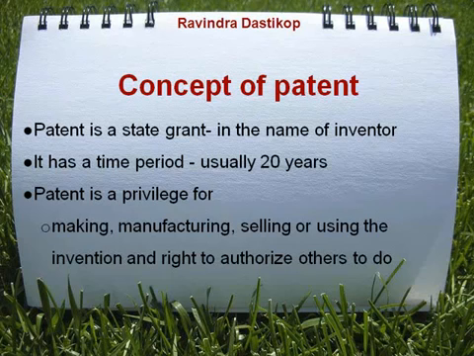That means if you invent something in 2015, by 2035 it becomes public property. A patent is a privilege for making, manufacturing, selling, or using the invention, and the right to authorize others to do so. That means when you make an invention, you are allowed to make it. You can produce it, use it, and manufacture it.